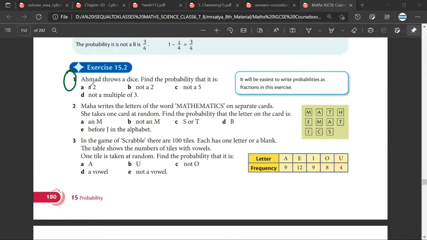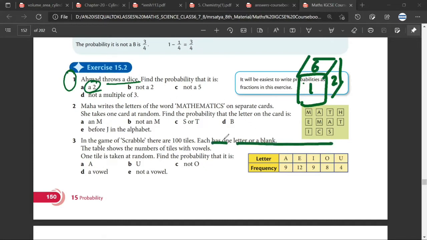So first question, Mr. Satya. Ahmad throws a dice. Find the probability that it is a 2. So Satya, what do you think should be the probability? 2/6. See, you will have this confusion in the beginning. Now, how many options are present when you throw a dice? 6. How many options do you want? 1. I'm talking about the number, not the number that you want. Have you understood?